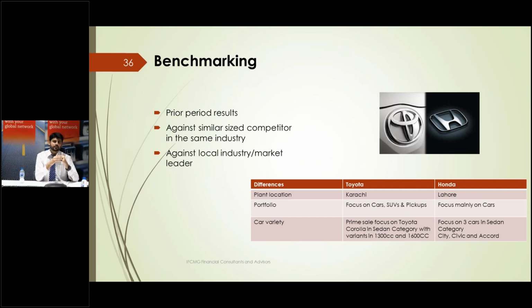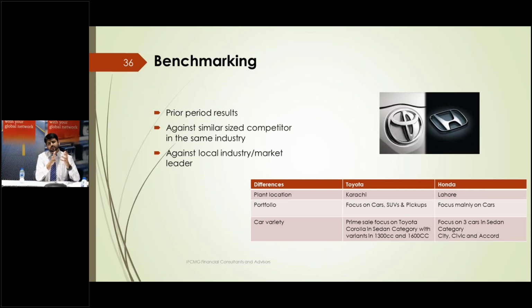Whereas Toyota has tried to diversify. It has SUVs in the form of the Fortuner, pickups in the Hilux, and cars. We have the Corolla, with variants in 1300cc and 1600cc. They also have huge vehicles like the Prado, and they've also introduced a minivan, the Vanza. So they're trying to diversify the product portfolio.